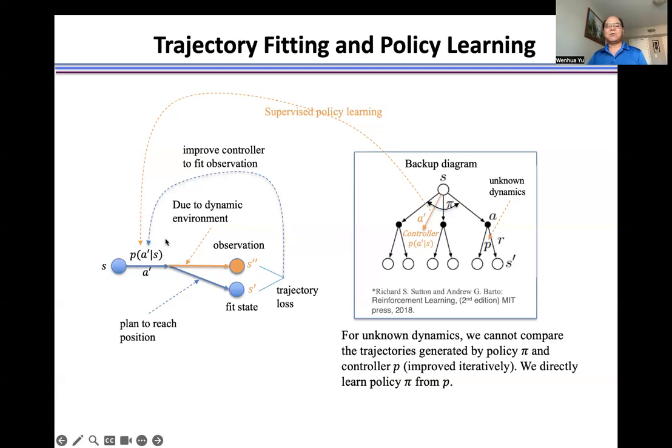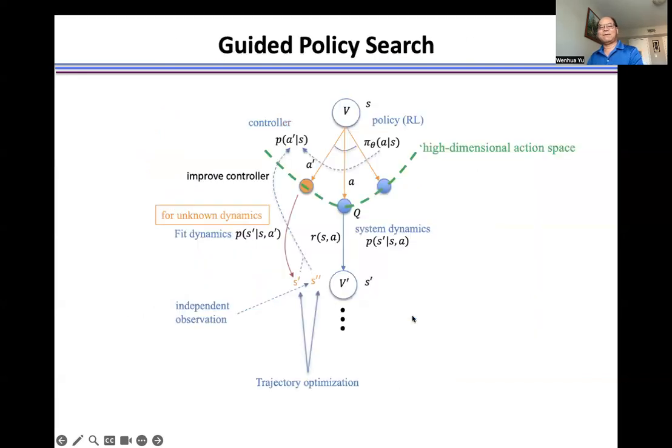Once we get this controller, then this controller is used as the target to train our policy. That means we use a large amount of training data to see, in a different dynamic environment, how can we select action to generate a correct or optimal trajectory and reach the correct destination point. Since we know the controller and the policy, but we don't know the system dynamic, we cannot directly compare the trajectories generated by the policy and the controller. So we have to use different methods to solve this problem.